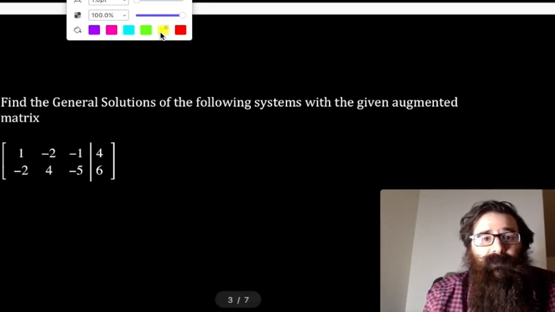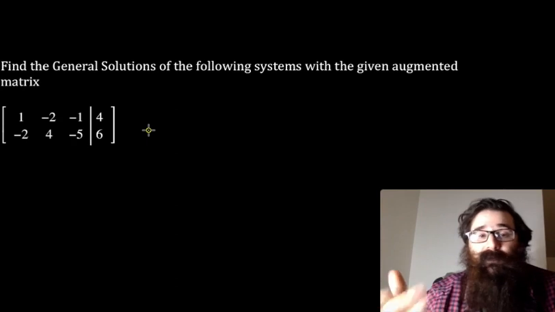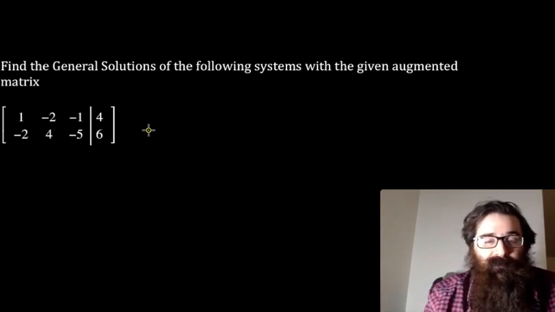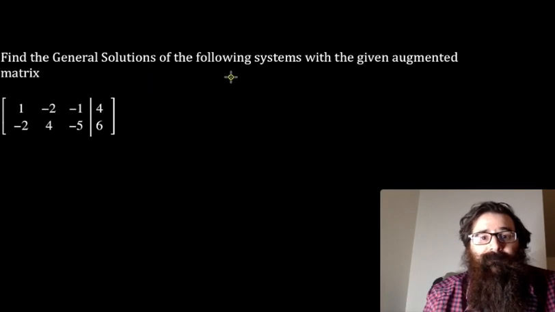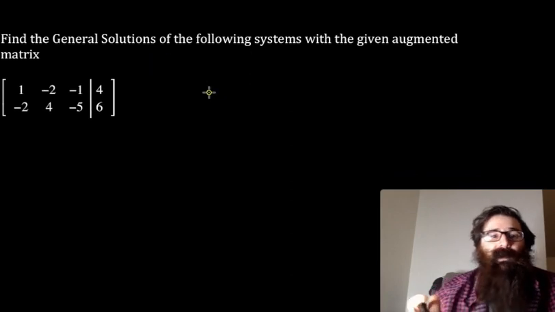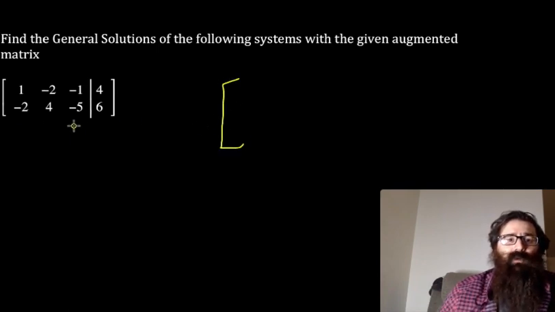Let's continue. Let's talk a bit more about what we can figure out from these pivot columns and reducing matrices. I want to find the general solution of the following system with the given augmented matrix. So right away I can start reducing, and I can work in row 2. I can replace row 2 with row 2 plus twice row 1.